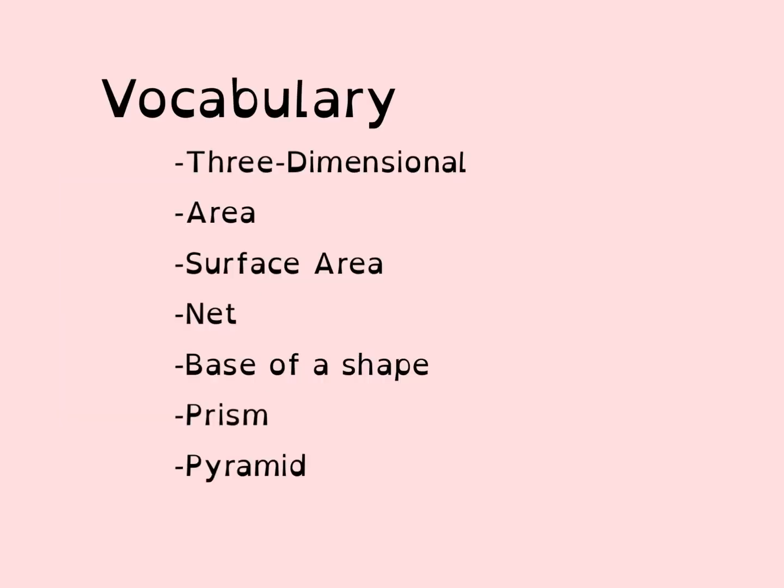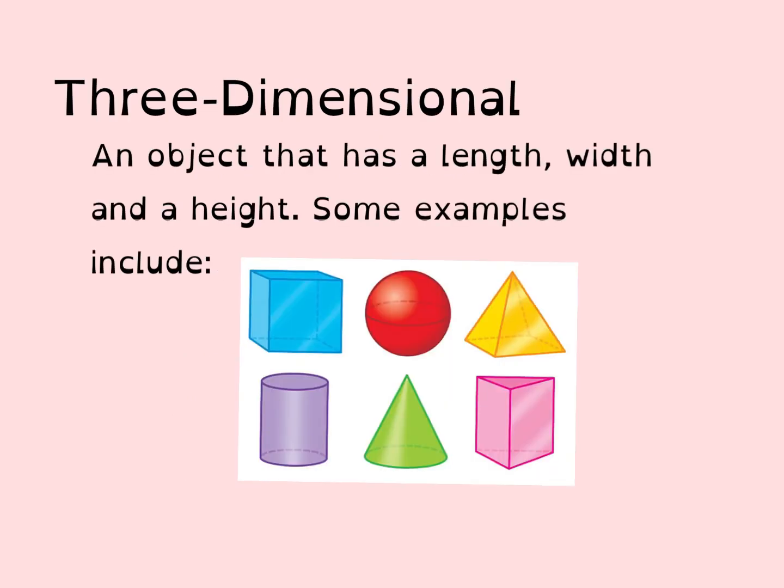For this lesson, we have many vocabulary words to go over. We'll go over three-dimensional, area, surface area, net, base of a shape, prism, and pyramid. Our first vocabulary word is three-dimensional. A three-dimensional object has a length, width, and height. Below you can find some examples of a three-dimensional figure.